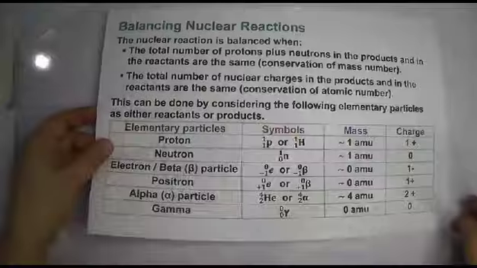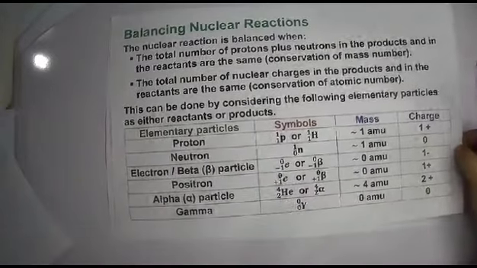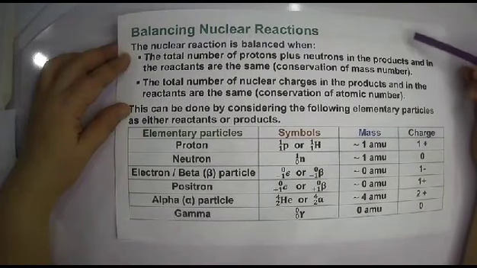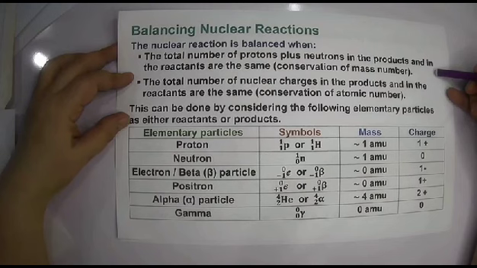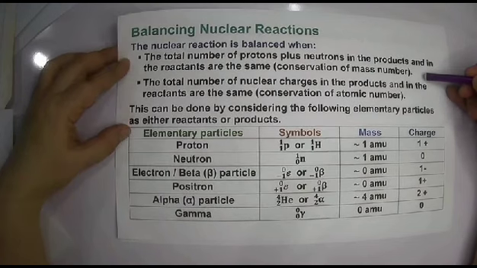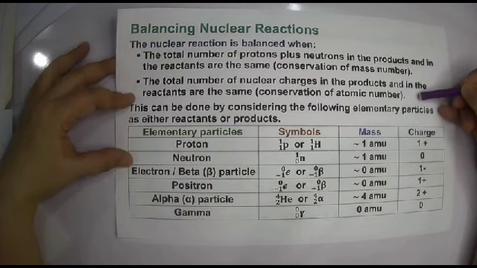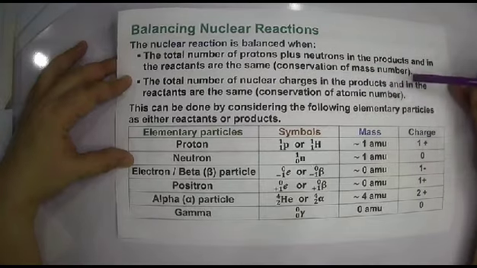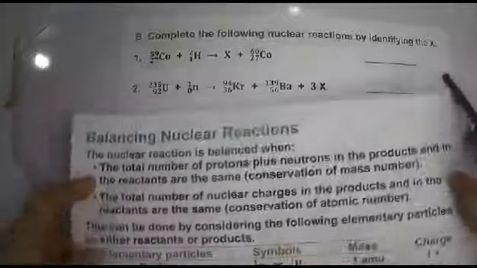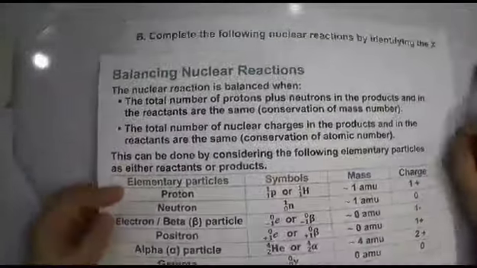Okay, let us apply this technique of balancing nuclear reactions. A nuclear reaction is balanced when the total number of protons plus the neutrons in the product and the reactant are the same. That is a way of conserving the mass number. The conservation of atomic number is applied when the total number of nuclear charges in the product and in the reactant are the same. Let us have some examples to illustrate the technique in balancing nuclear reactions.